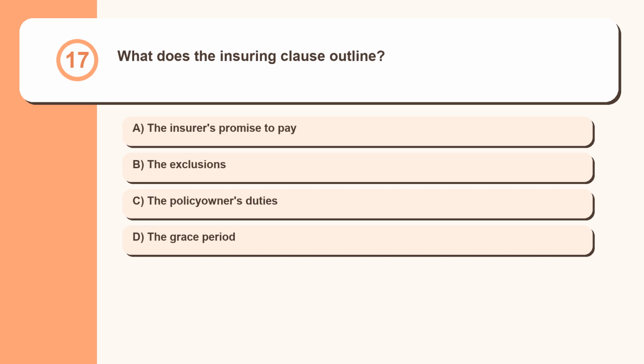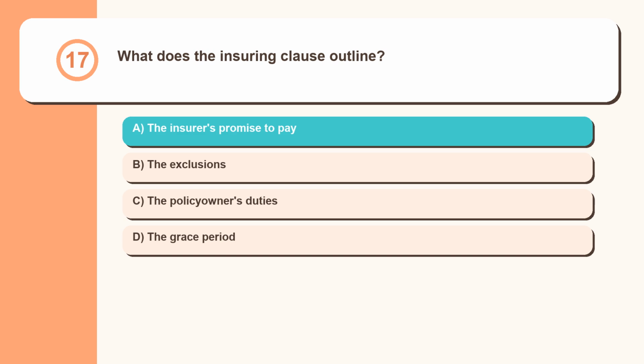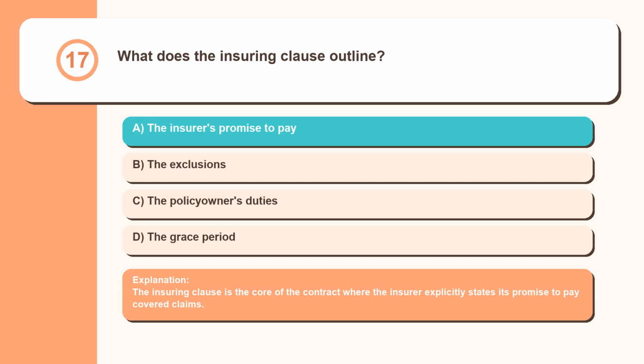Question 17. What does the insuring clause outline? The insurer's promise to pay, the exclusions, the policy owner's duties, the grace period. The insuring clause is the core of the contract where the insurer explicitly states its promise to pay covered claims.